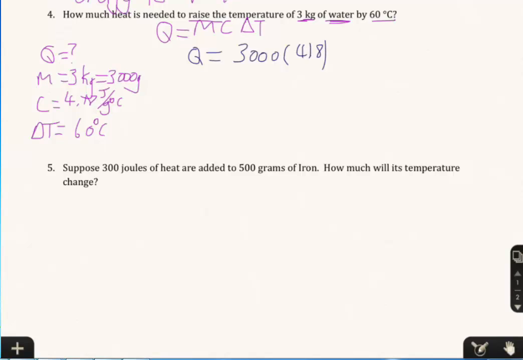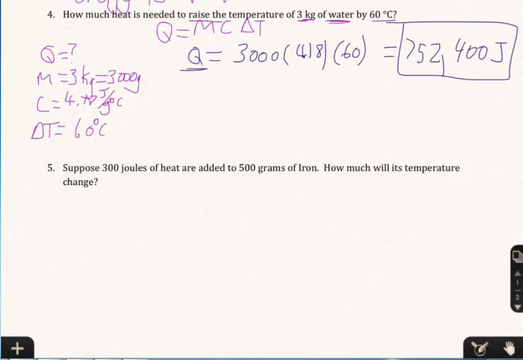And delta T is 60 degrees, so multiply them all together. And after I do that, I'll have my answer. But you got to remember to include units. So 3,000 times 4.18 times 60 equals 752,400 what? Well, Q is a measure of heat, which is a measure of transfer of thermal energy, and energy is measured in joules. So my final answer is right there.